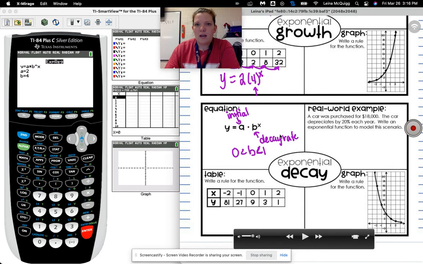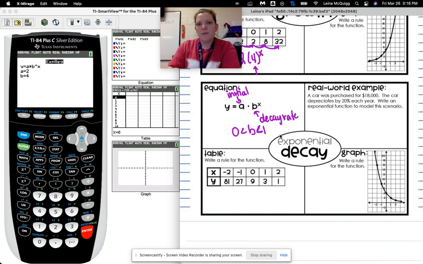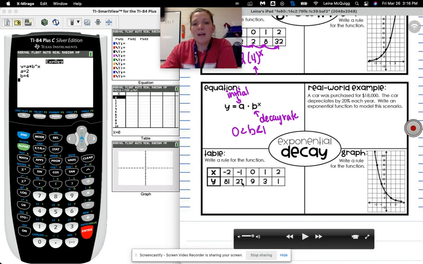So I guess we'll look at the decay. We'll go ahead and do the table for decay right now. Okay, so now we have a table for this. We're going to come up with a rule for this table. And when I'm looking at my y values here, it goes 81, 27, 9, 3, 1. So my numbers are getting smaller. Because my numbers are getting smaller, this is decay.